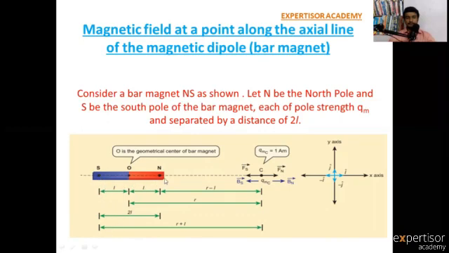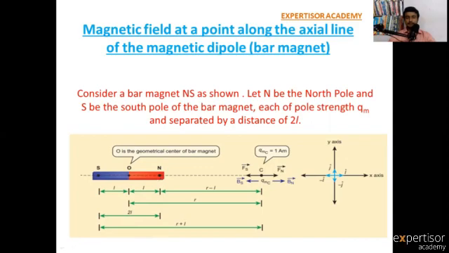See here, this is the bar magnet. This is the south and north pole. Here O is the geometrical center of the bar magnet. The distance from O to the S pole is L, and from O to the N pole is L. Total distance is 2L. The magnetic dipole moment is defined as the product of pole strength and the distance between the two poles.